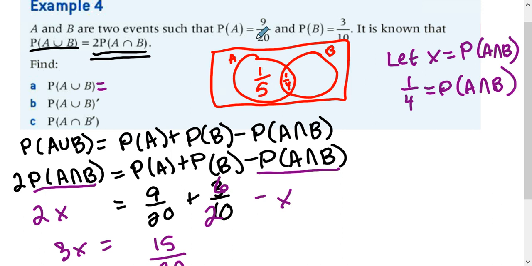Because again, I knew the whole probability of A. Probability of B, that's 3/10. I have to take away 1/4 to figure out what's left. So 3/10 minus 1/4, get a common denominator of 20. That's 6/20ths and 5/20ths, which leaves this part of my circle for 1/20th.